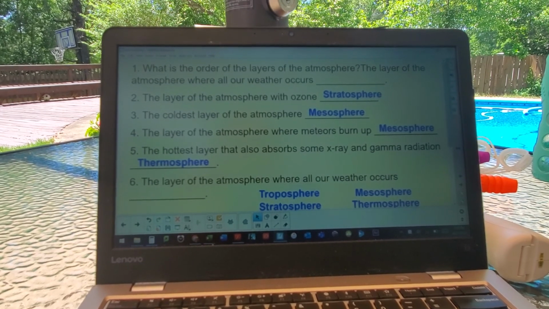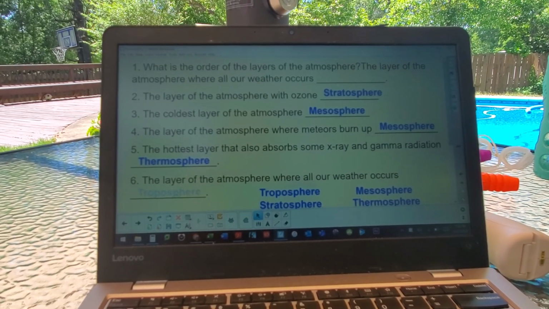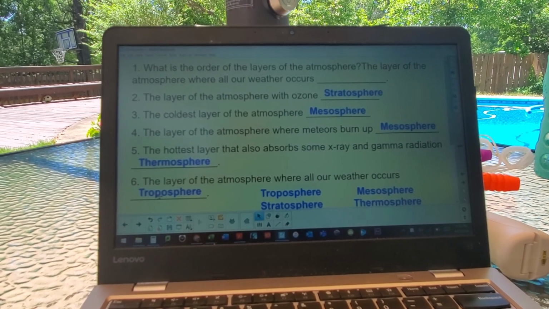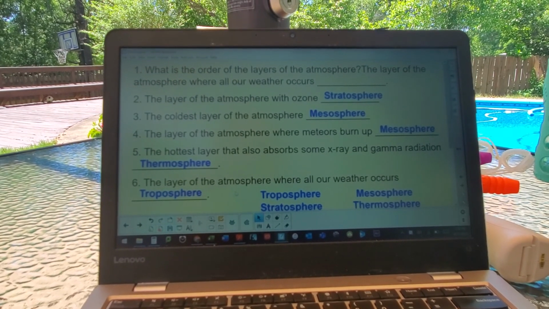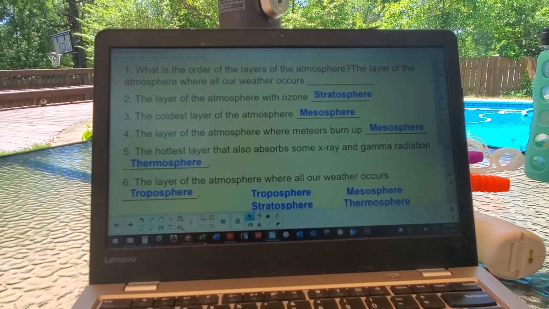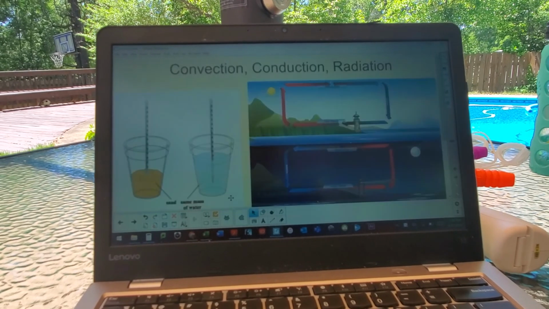And the layer where all our weather occurs, that's the troposphere, and that's a big one. All our weather occurs in the troposphere because the troposphere has 99% of our water. You can't have weather without water.